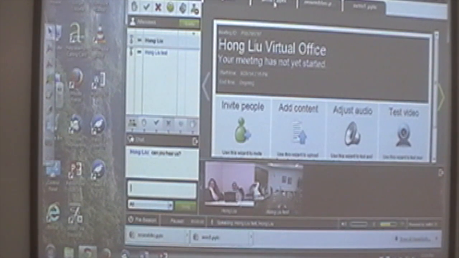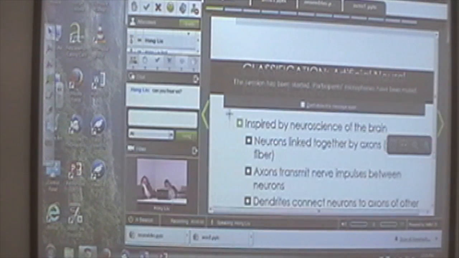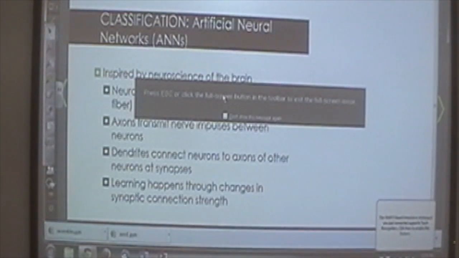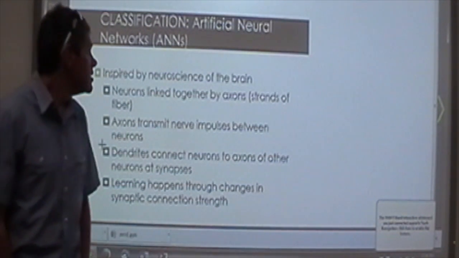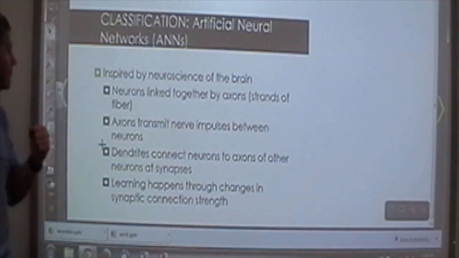So I'll bring up artificial neural networks. Artificial neural networks, we're going to talk about, first of all, what they are and where they came from. In essence, they're inspired by neurons in the brain, so the neuroscience of the brain.